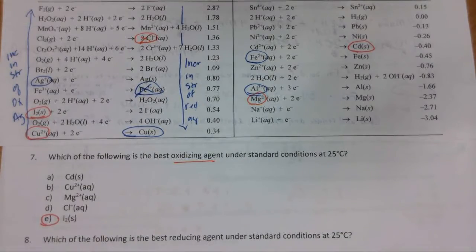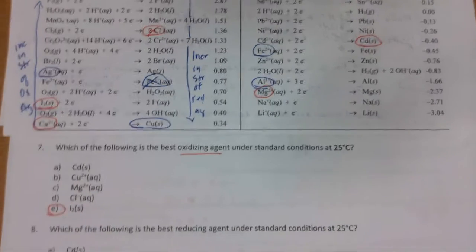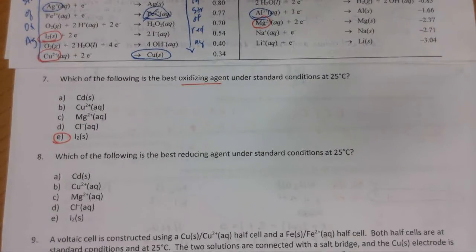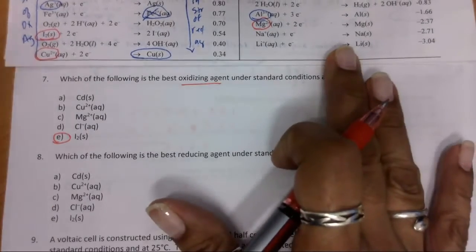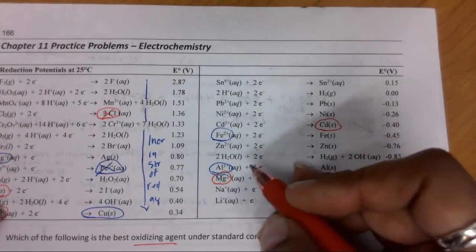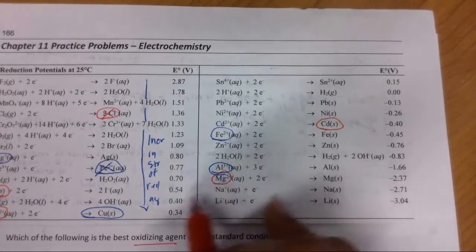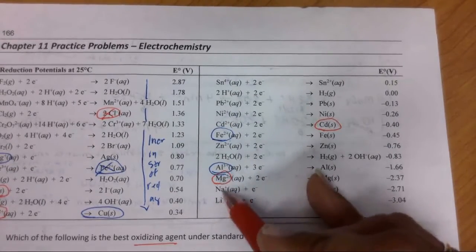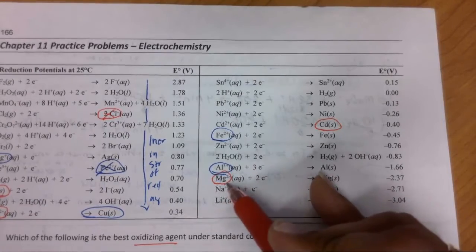It's I2. Now the next question asks just the opposite with the same answers. Which of the following is the best reducing agent? Okay, which of the following is the best reducing agent? Okay, so we said, as we move down this table, this guy is getting lower and lower and lower as an oxidizing agent, right? So he's not the best.